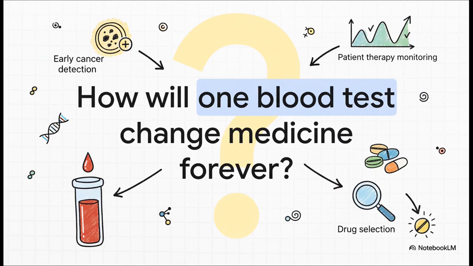And this brings us to our final thought for the day. I want you to really think about this. What will medicine look like when we can detect cancer at its earliest stage? When we can monitor in real time how a patient is responding to treatment, and when we can select the perfect drug for their specific tumor, all from a single vial of blood. This isn't science fiction anymore. This is the future that is happening right now as we speak.